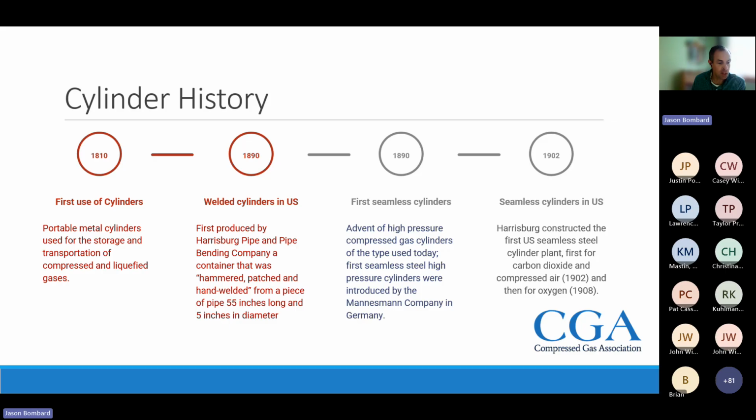So cylinders have been around for a good long while. The first cylinders were made in Europe back in the 1810s. First welded cylinders in the U.S. came around 1890. First seamless cylinders were made in Germany around that same time, and then in the U.S. seamless cylinders have been made since about 1902.